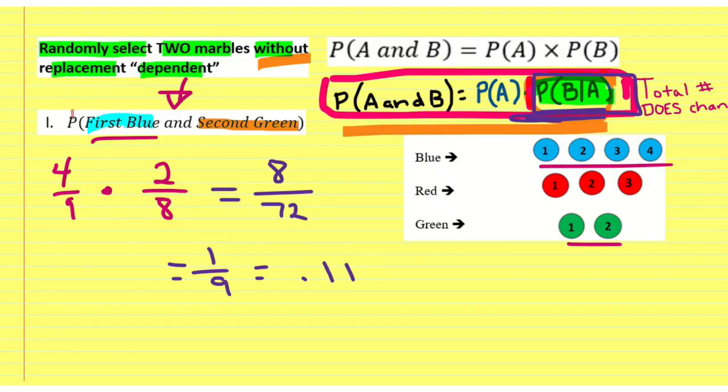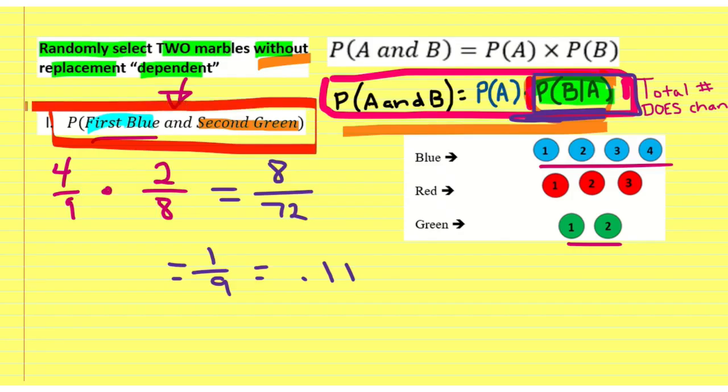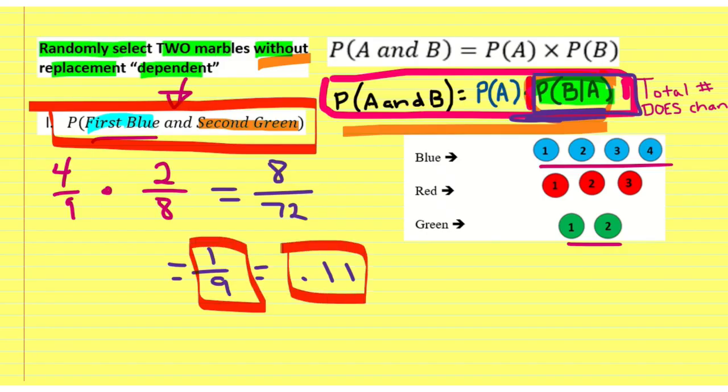So the probability that I will choose first a blue marble and then a second marble we choose will be green, is a probability of 1 out of 9, which is also 0.11 in decimals, which means about 11% probability that that is what will happen if we do not put the marbles back in the bag, and they are dependent events.